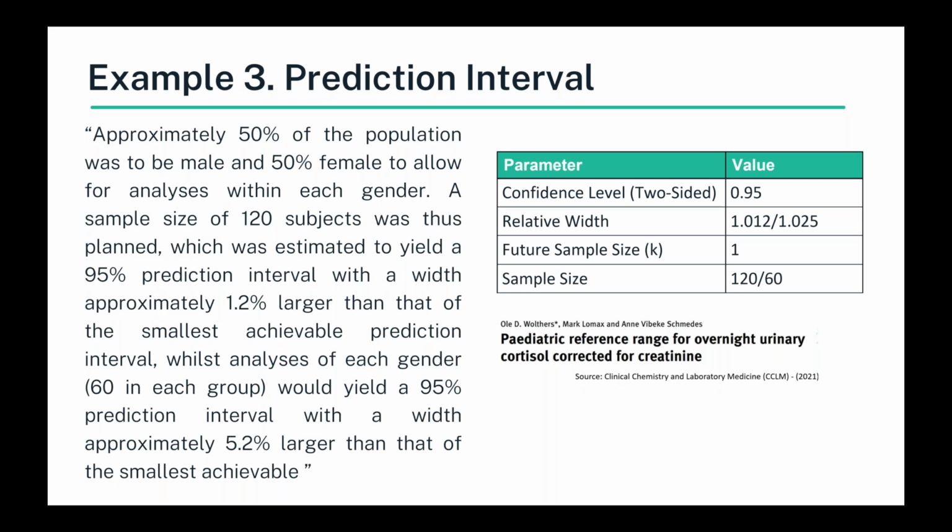So this is a real-world prediction interval example for pediatric range for cortisol. The sample size was 120, made up of 60 males and 60 females. And this was expected to achieve a 95% prediction interval with a width 1.2% larger than that of the smallest achievable prediction interval. And then if you took each gender group separately, the 95% prediction interval for each was expected to have a width 2.5% larger. So let's see how we'd implement this in nQuery now.